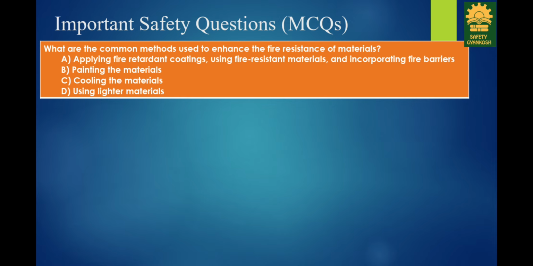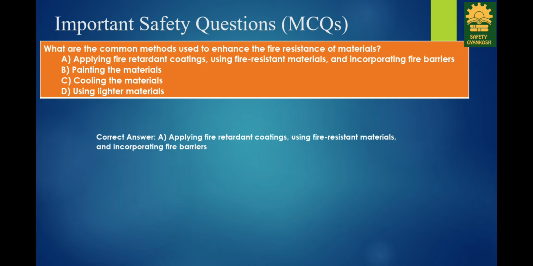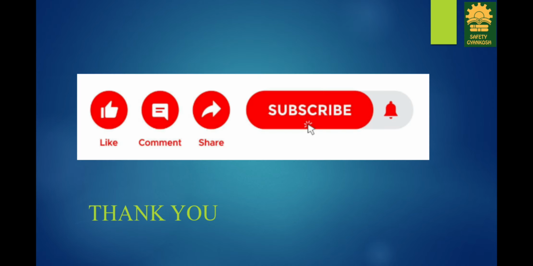What are the common methods used to enhance the fire resistance of materials? A. Applying fire retardant coatings, using fire retardant materials and incorporating fire barriers. B. Painting the materials. C. Cooling the materials. D. Using lighter material. See, when we talk about increasing the fire resistance of material, it can definitely be achieved by applying fire retardant coatings, using fire retardant materials and incorporating fire barriers.